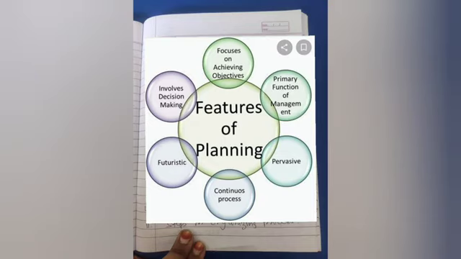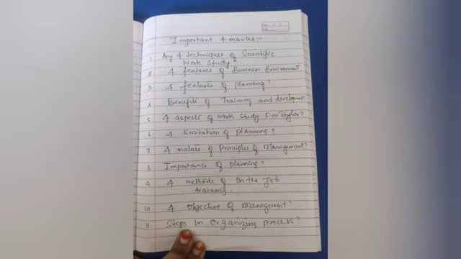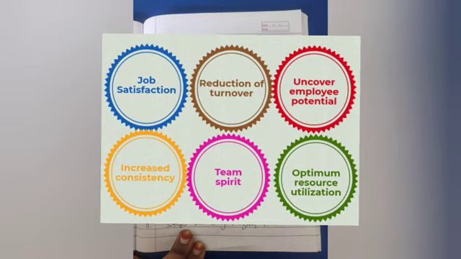So let's move on to the next question now. Principal benefits of training and development. These are all the benefits of training and development to the organization and to the employee also. Job satisfaction, reduction of turnover, uncovering employees' potential, consistency, team spirit and optimum utilization of resources. After that, 4 aspects of work study, which we have already gone through. That is the motion study; we have already gone through the 4 aspects of work study.